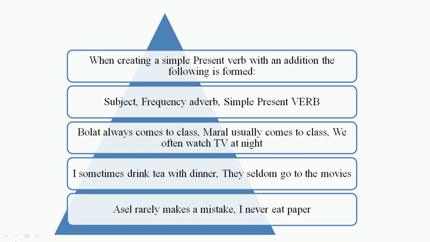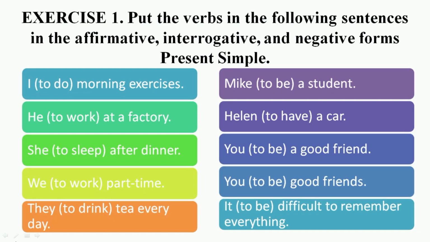Maral usually comes to class. We often watch TV at night. I sometimes drink tea with dinner. They seldom go to the movies. Asiel rarely makes a mistake. I never eat paper. Is it clear for you? I hope it's very understandable.